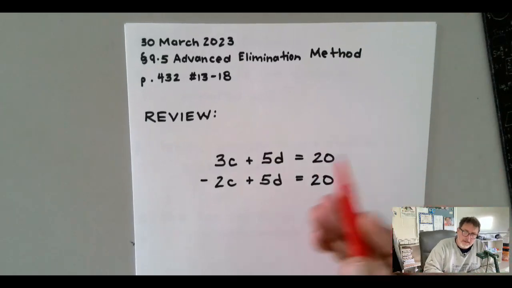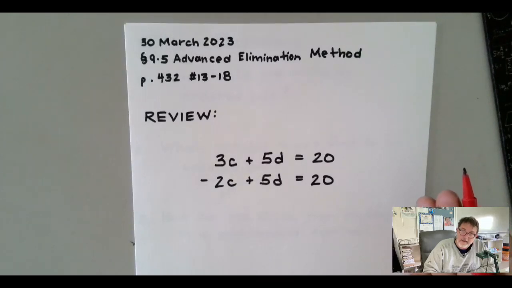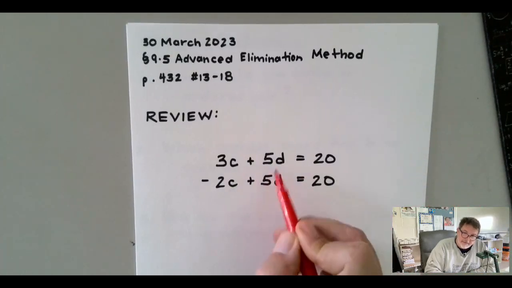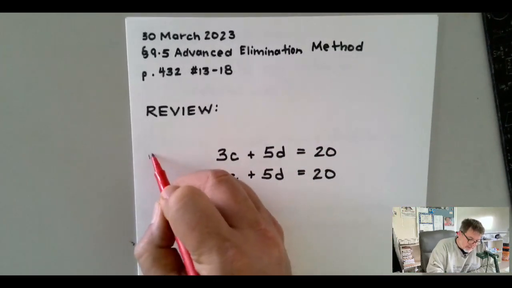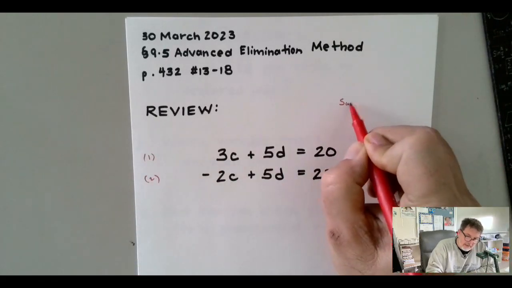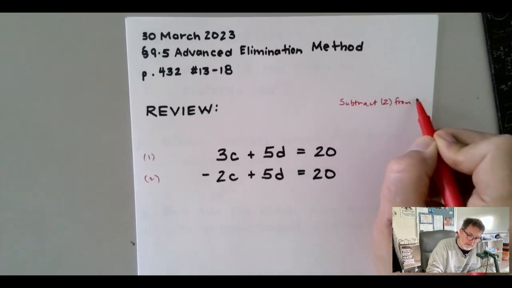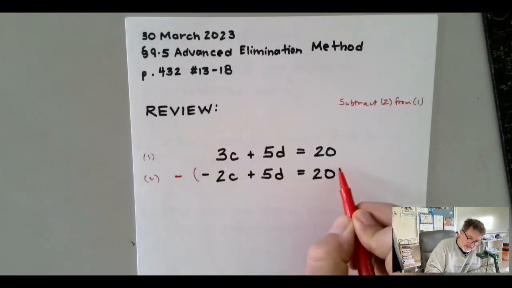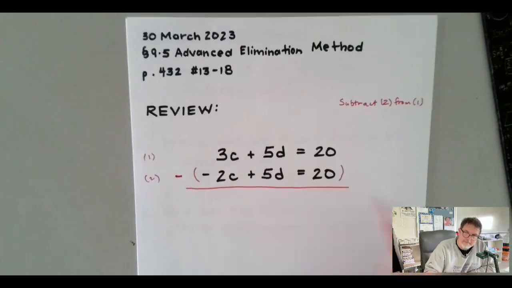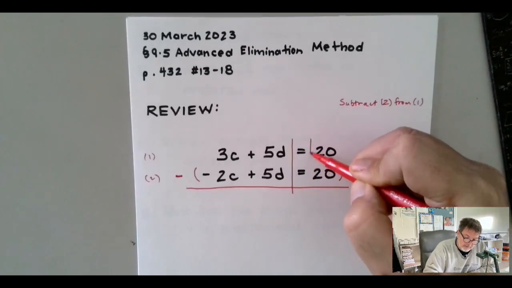All right, so the first thing here is the 2 and the 3 don't really work well together. But the 5 and the 5 do line up. So the first thing I would do is subtract equation 2 from equation 1. So I would subtract this entire deal. Okay, and you might not have thought it, but you can subtract equations. This is what we talked about yesterday.